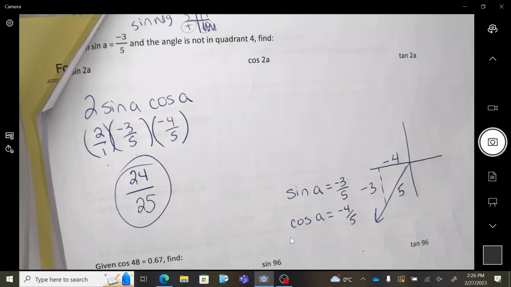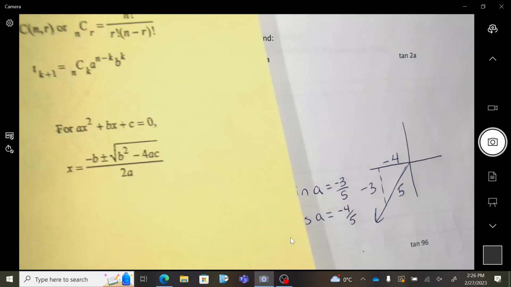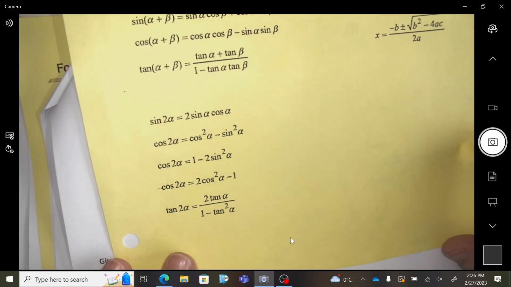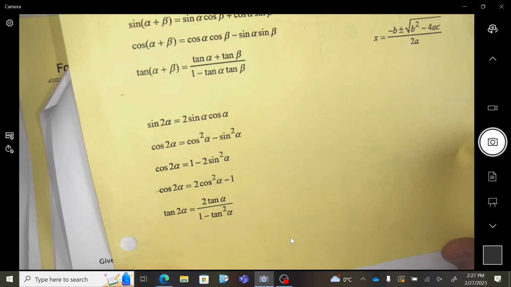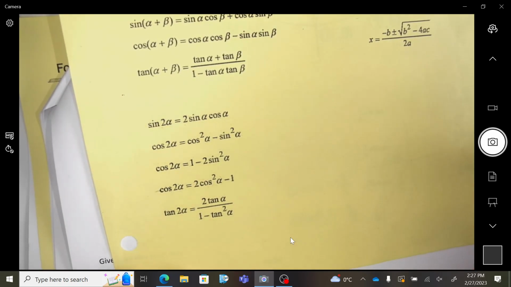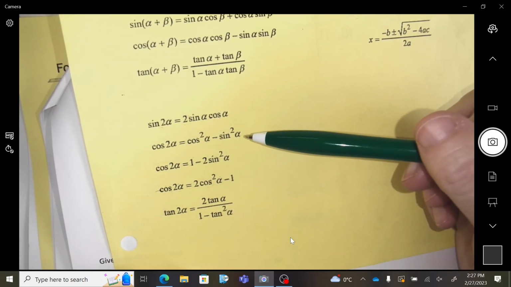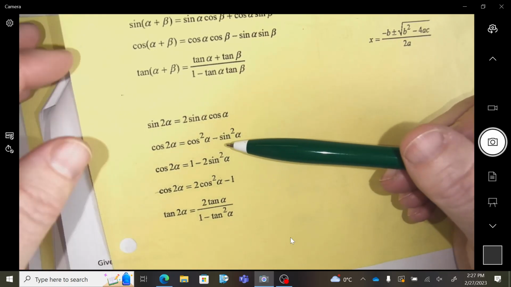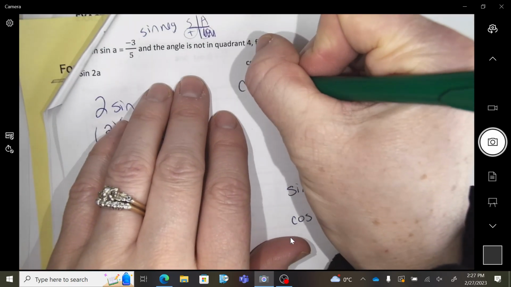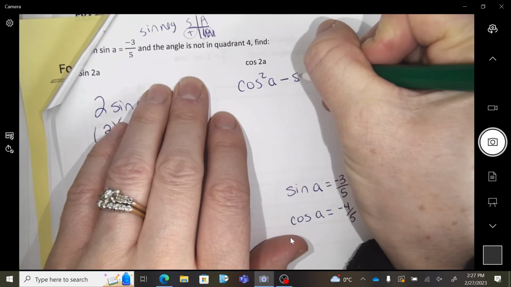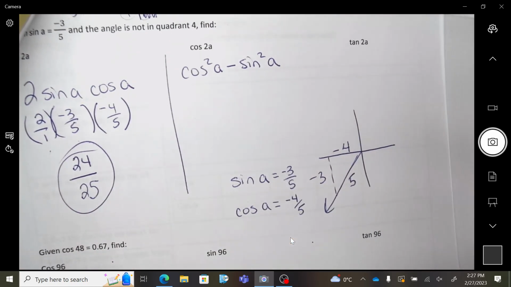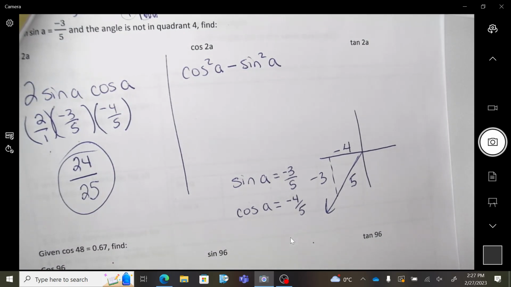Okay, cos 2A. So now I'm going to look on my sheet. Okay, I actually have 3 choices. It doesn't matter. You can pick any of them. I personally like to use this top one. So I'm going to pick that one. So cos squared A minus sine squared A. So I picked the first one. You can pick the other ones if you want, and it will all work out.